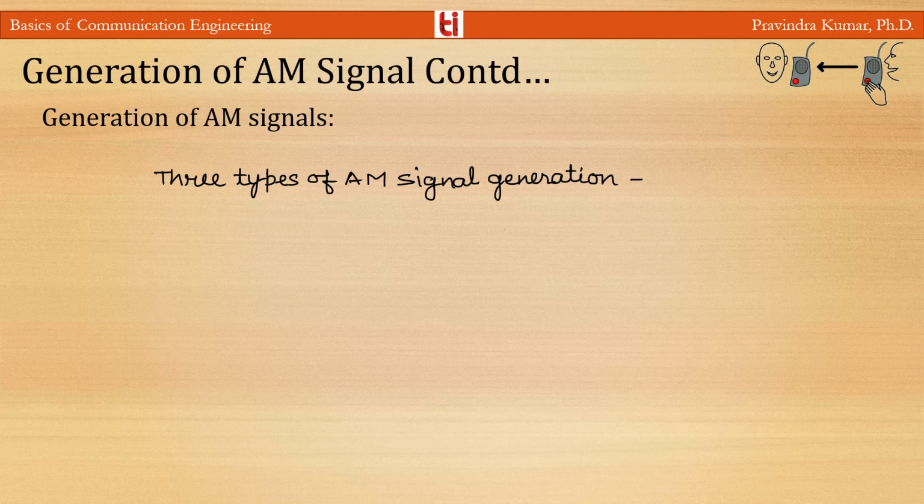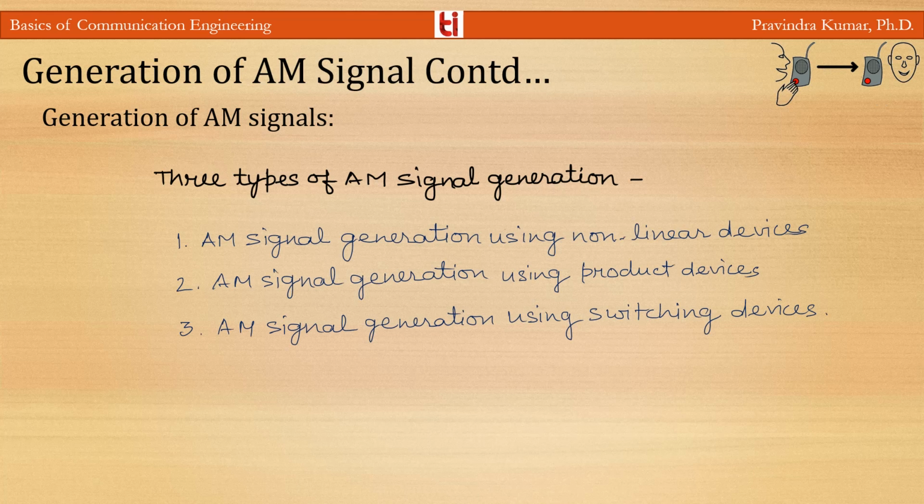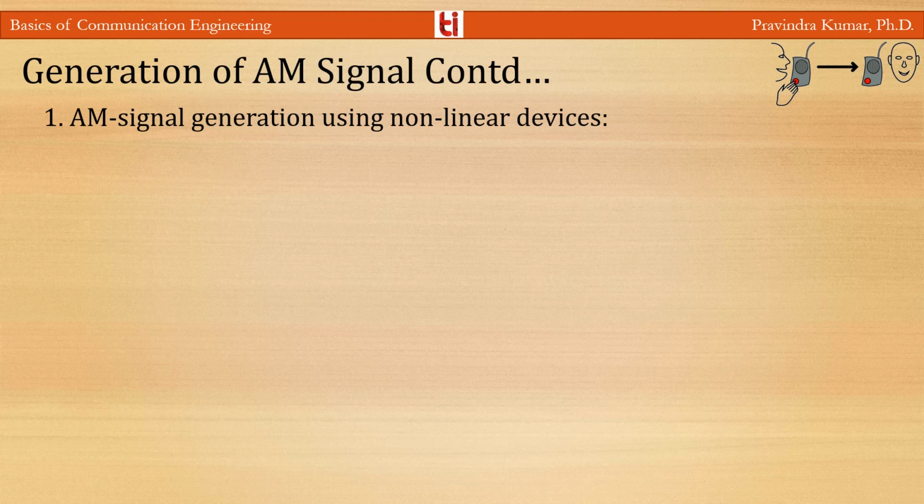The circuit that generates the AM signal is known as an amplitude modulator, and there are three types of AM signal generation: using non-linear devices, using product devices, and using switching devices. First of all, we will discuss AM signal generation using non-linear devices. This modulator can use a non-linear device to generate the AM signal.